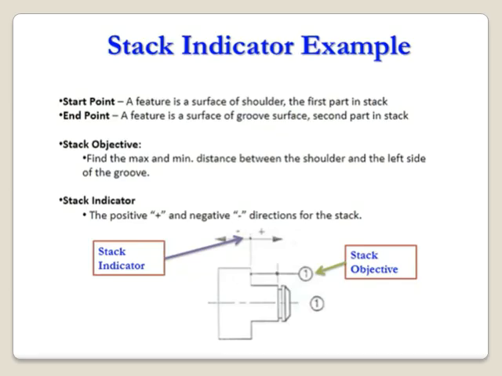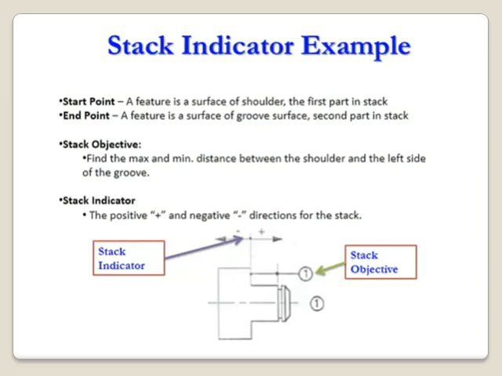Stack indicator example. Start point, a feature. These are the basic definitions which we need to understand. Start point, a feature is a surface of a shoulder, the first part in the stack. End point, a feature is a surface of groove surface, second part in the stack. Stack objective, find the maximum and minimum distance between the shoulder and the left side of the groove.